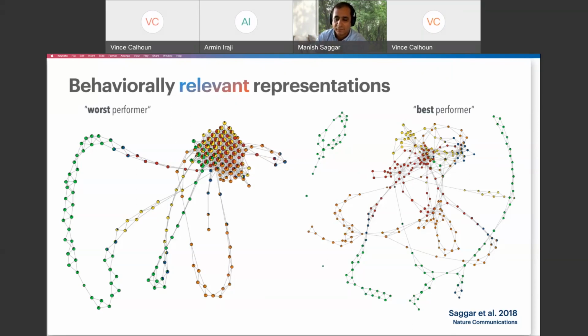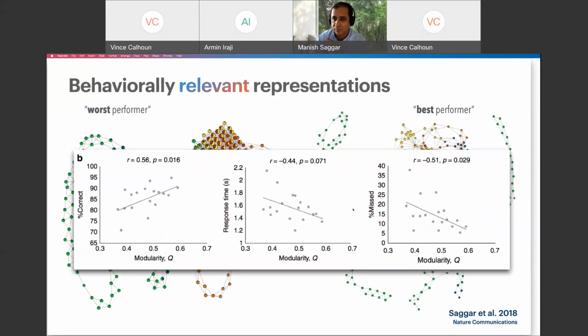And the idea here is that we took this simple measure of modularity on these graphs, calculated based on this task annotation, to see whether it relates to behavior, and it does relate to behavior very nicely in terms of percentage correct, response time and even percentage missed.